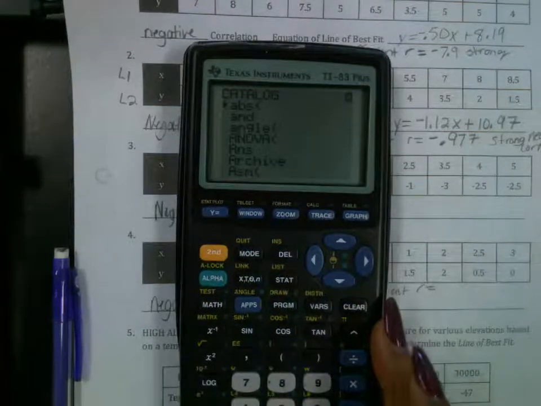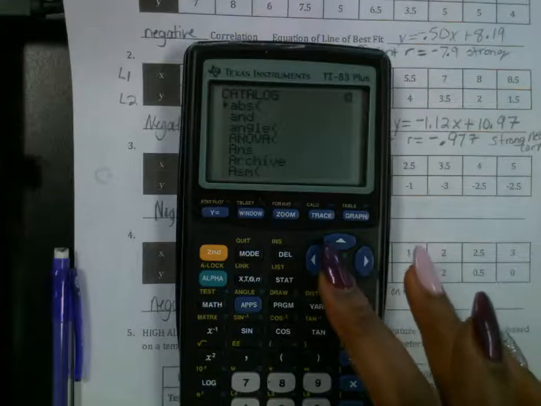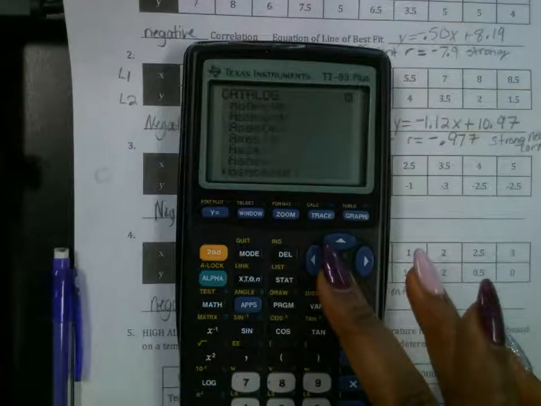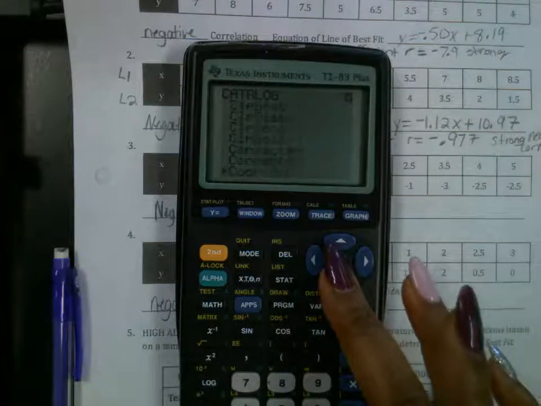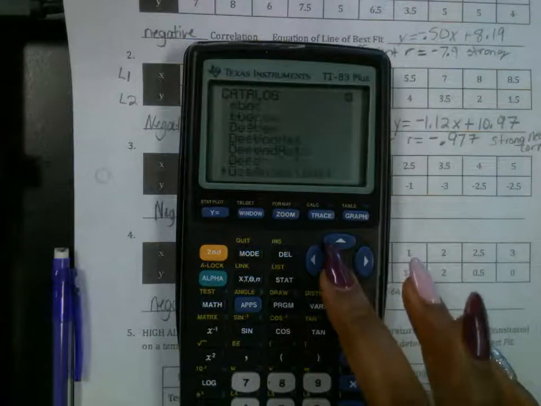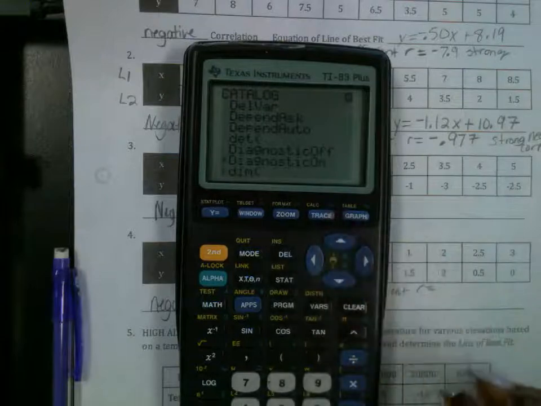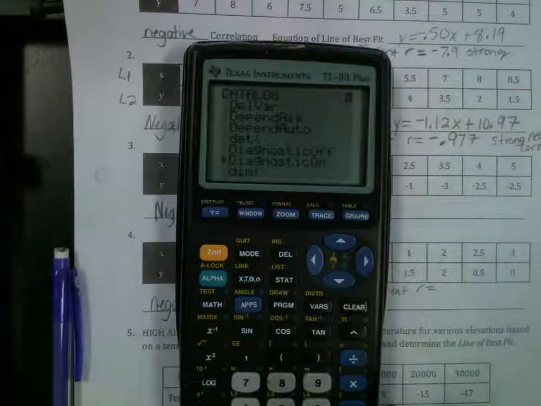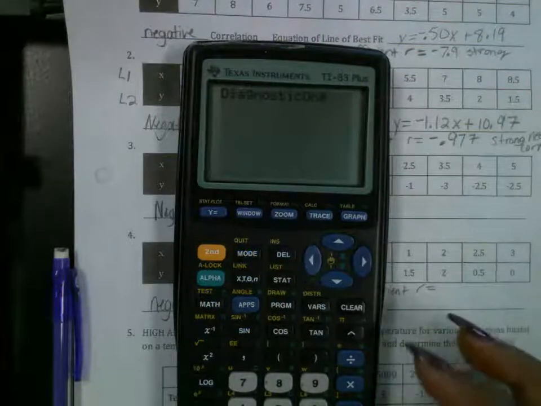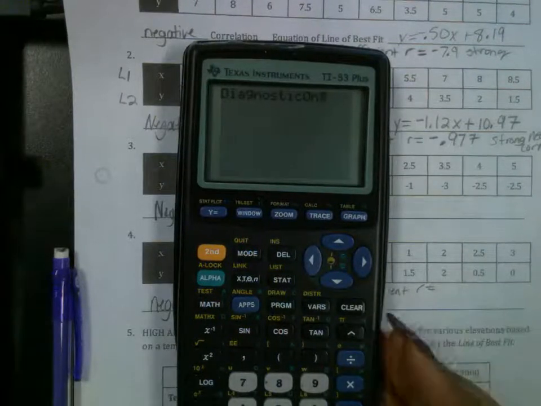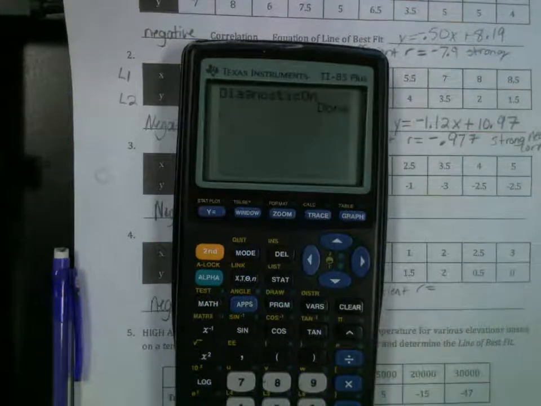And what am I going to try to find? Diagnostic on. It's second 0. Go down to diagnostic on. Please make sure that it's actually on diagnostic on and not off. Press enter. And what do I have to do when I have it on my screen? Press enter again. What word has to come up?